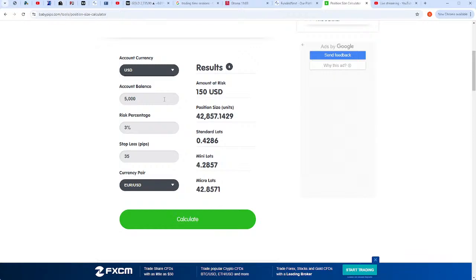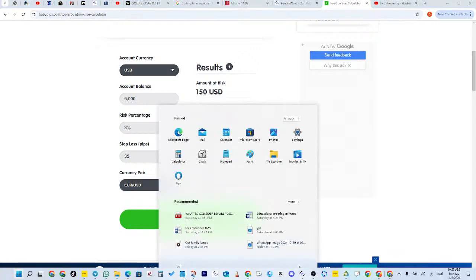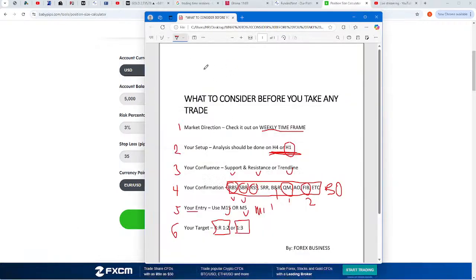So it means that if you are trading, this is what you have to risk. On a 5k you are risking $150. What will be the position, the lot size? This is the lot size: you are using 0.43. Do you understand? So this is what you are entering, 0.43. And maybe you want to open more positions.